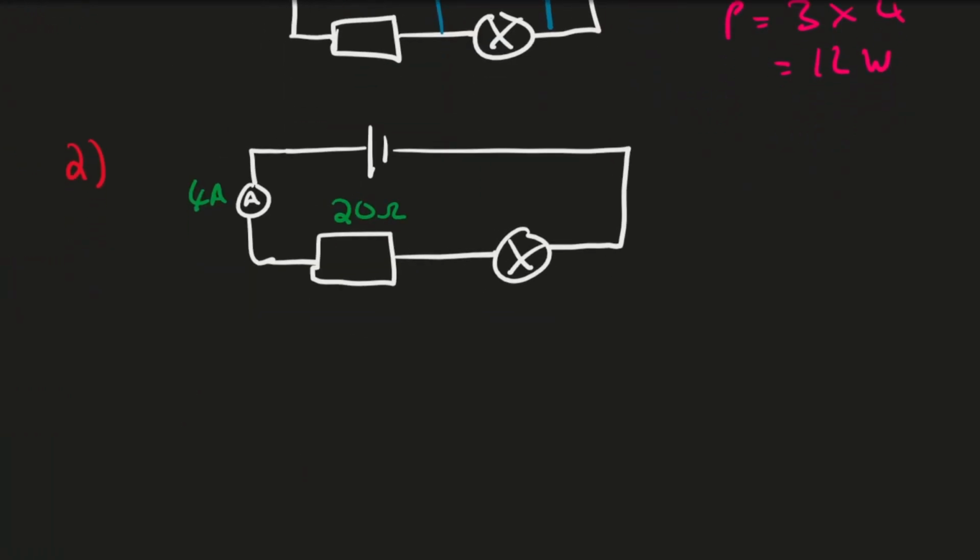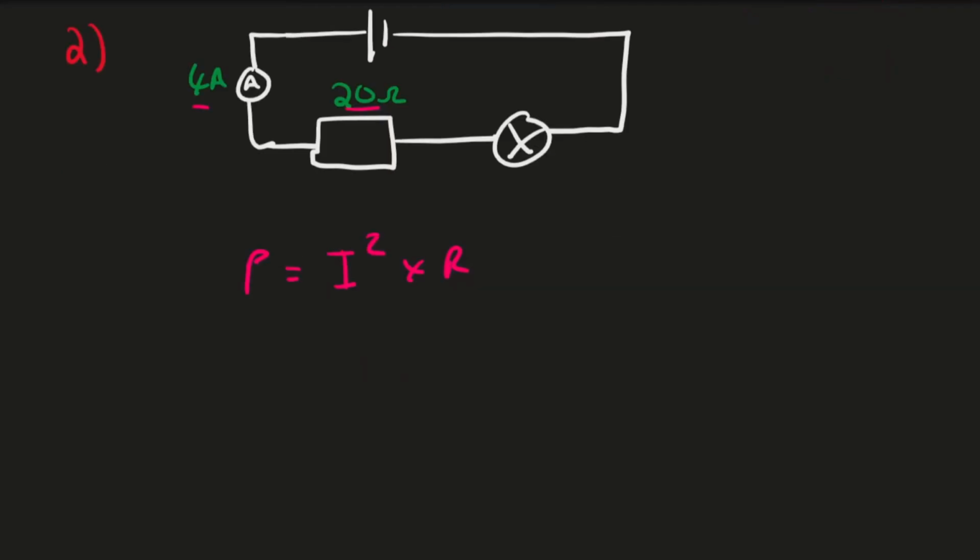So here we don't have the voltage given to us. We do have the current and the resistance of our resistor. And so if you want to find out the power across that resistor, then what we can do is use the second form of our equation, which we looked at, which is power equals I squared multiplied by R. And we know that I is 4, so 4 squared multiplied by the resistance of 20 ohms. So that's 16 multiplied by 20. And if you put that into your calculator, you should get an answer of 320 watts.